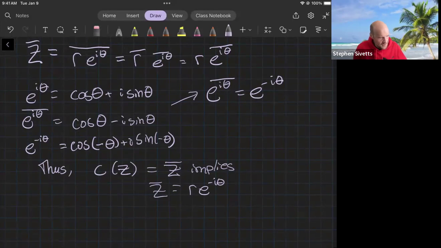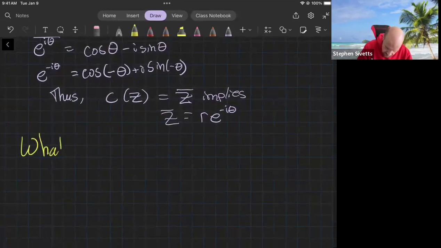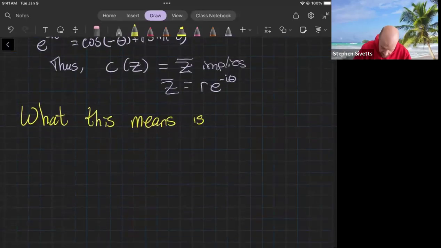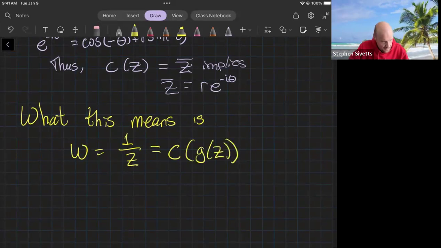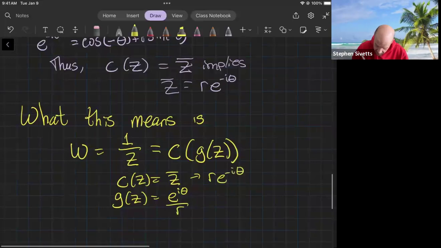So, what does this mean? The reciprocal map. What this means is that the reciprocal map, I'll say W, 1 over Z, is equal to a composition of complex functions, C of G of Z. C of Z was Z bar, and G of Z was the inversion function, e to the i theta over R, and in terms of polar coordinates is R e to the minus i theta.